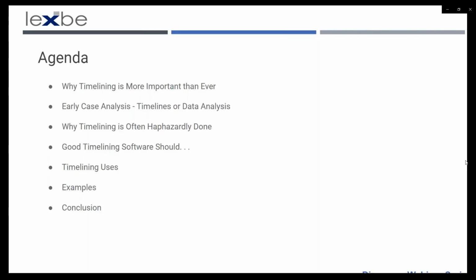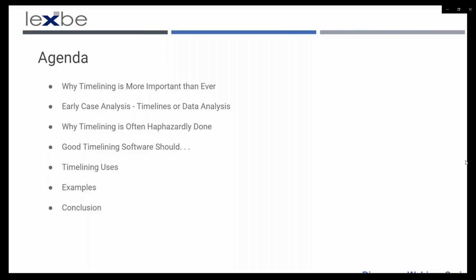This is really important because that ESI is ultimately the supporting evidence for your arguments and your case analysis. So I want to cover why I think timelining is so important now, and the reason that has become more crucial. I also want to discuss how timelining can assist in that early case analysis, or ECA, the way that we used to do it and the way that we can do it now with e-discovery software that has timelining features available.